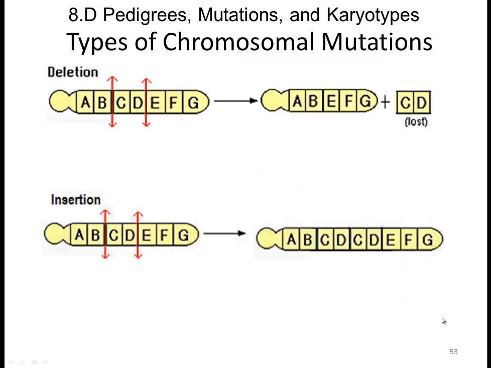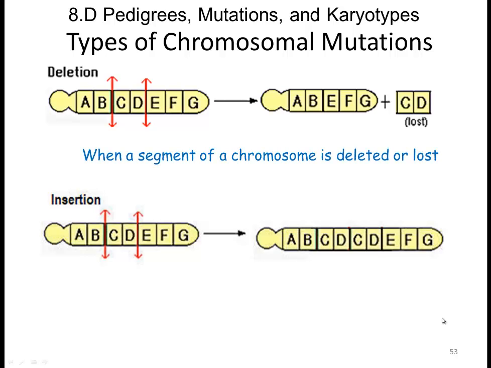Then we go to pedigrees, mutations, and karyotypes. The last thing we have to talk about in 8D, the types of chromosomal mutations. We have a deletion where we take out nucleotides, and you can see we've lost the CD in this one, shortening it. This is going to change the protein again, which may or may not be a problem. Here's an insertion where we're going to put another CD in, so now we have ABCDCDEFG where we're supposed to have ABCDEF. So we have a different coding for proteins.